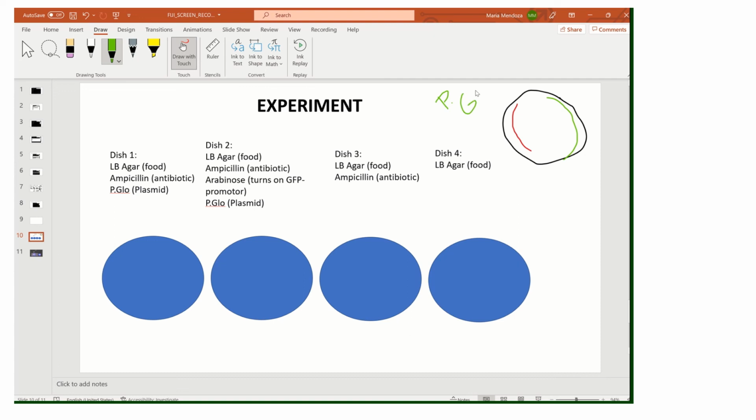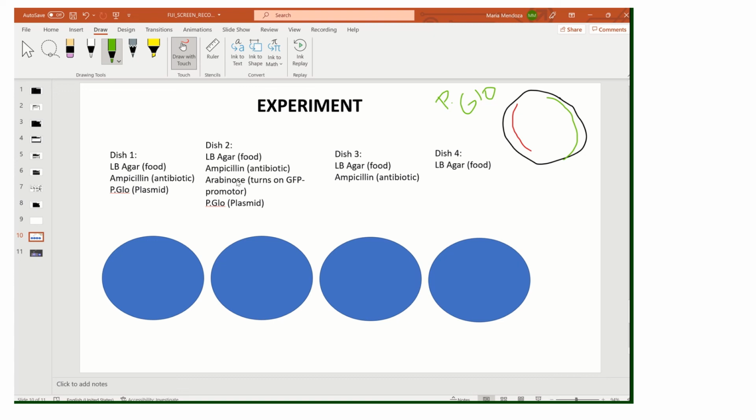Okay. So for dish number one, we had LB agar, which is food. We added the ampicillin and the pGlo plasmid. Okay, for dish number two, we added the LB agar, which is the food. We added ampicillin, which is an antibiotic.